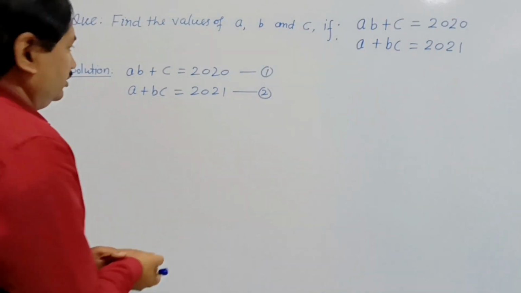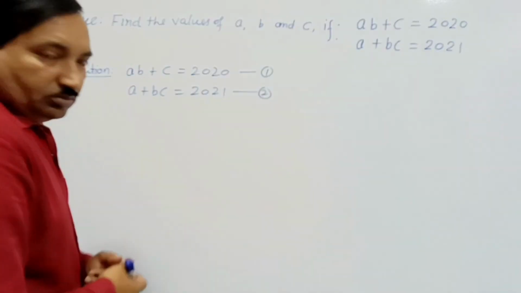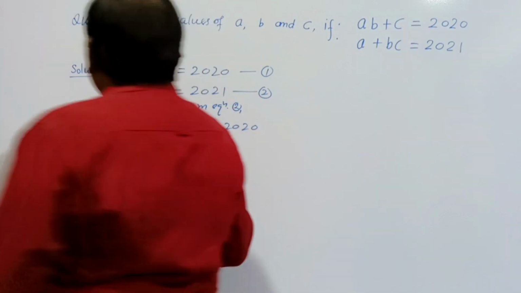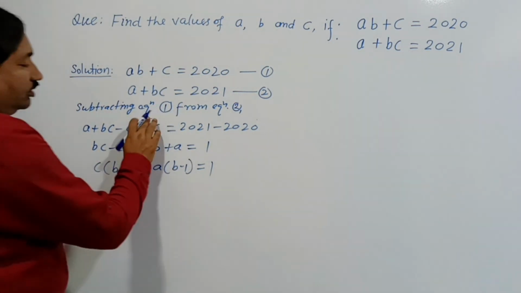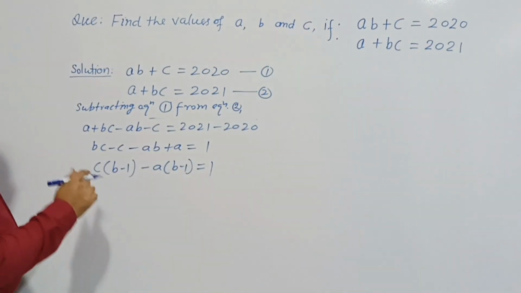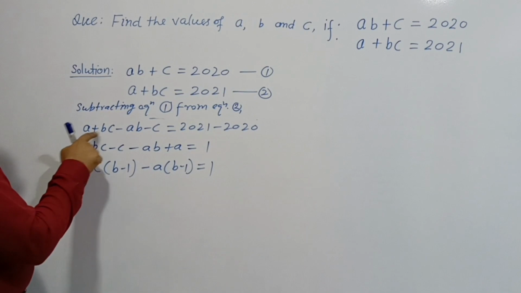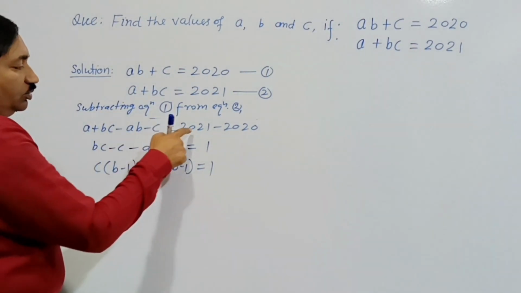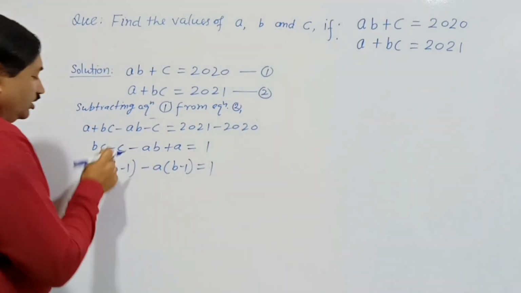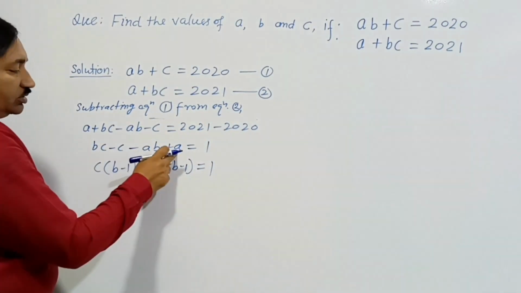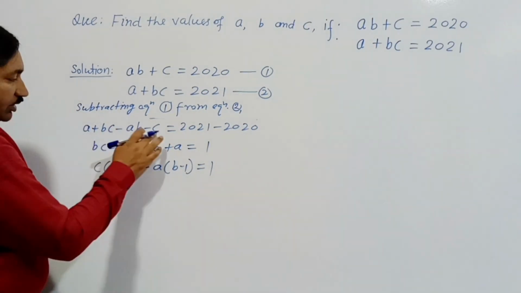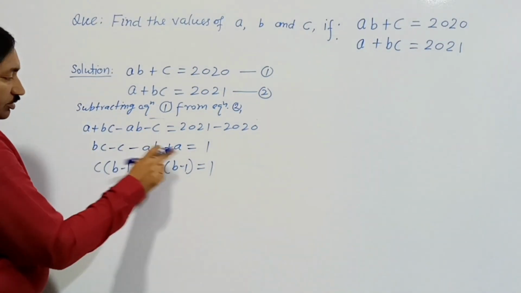If we subtract equation 1 from equation 2, a small change here, we get A plus BC minus AB minus C equal to 2021 minus 2020. Now BC minus C minus AB plus A equals 1. So we write here BC minus C and here minus AB plus A.